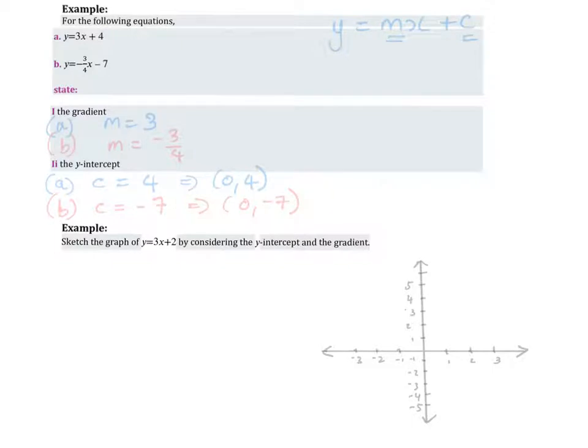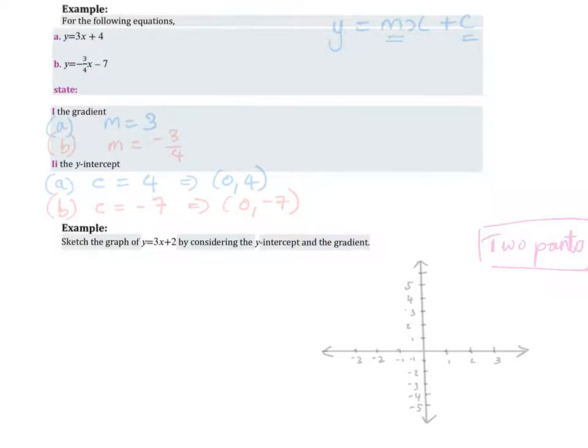This next example asks us to sketch the graph of y = 3x + 2 by considering the y-intercept and the gradient. So this is one method, one way we can sketch a straight line. Now, we always need to remember, in order to draw a straight line, we need to have 2 points. That's really important. We must have 2 points so that we can draw the line through it. So where are we going to get our 2 points from?